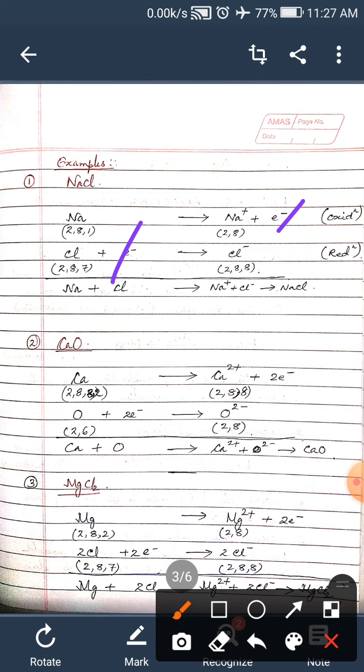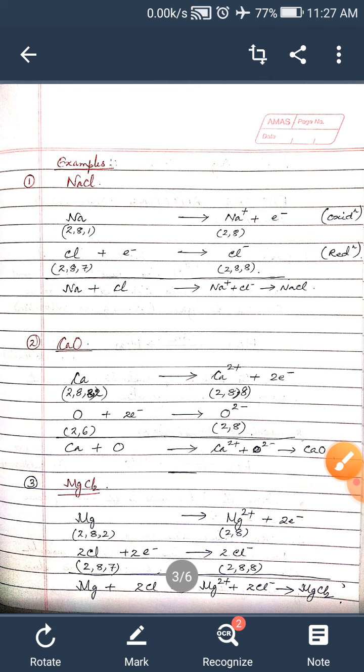The first step is oxidation, the second step is reduction, because gain of electron is reduction, and we get Ca plus O giving you Ca2+ O2- giving you CaO. Next we move to magnesium chloride.